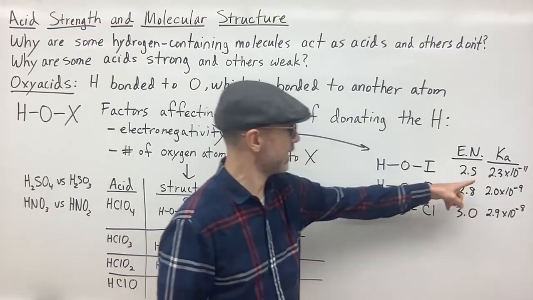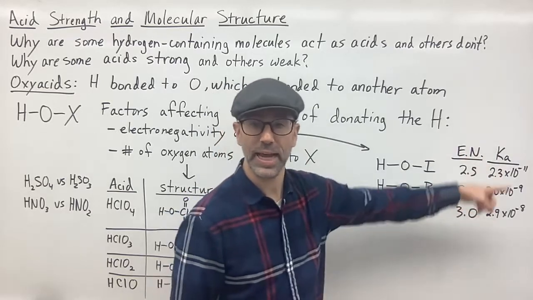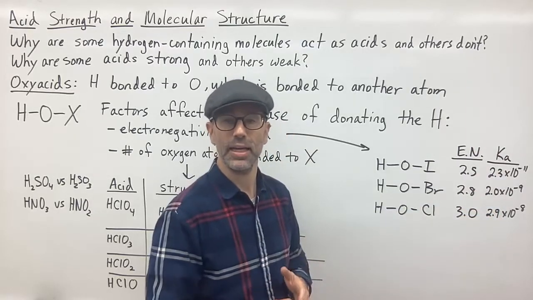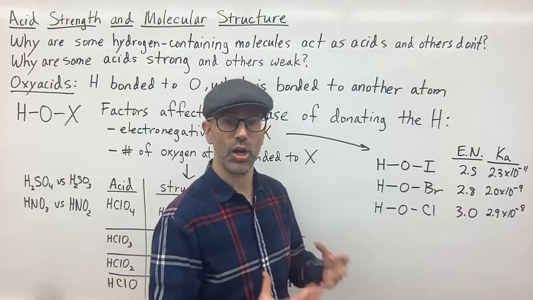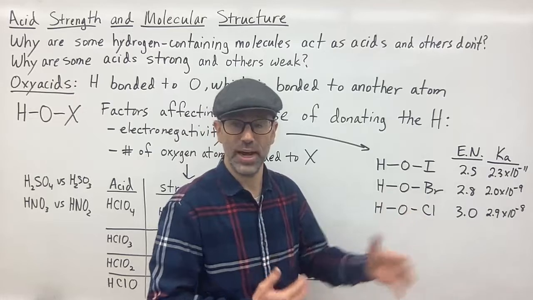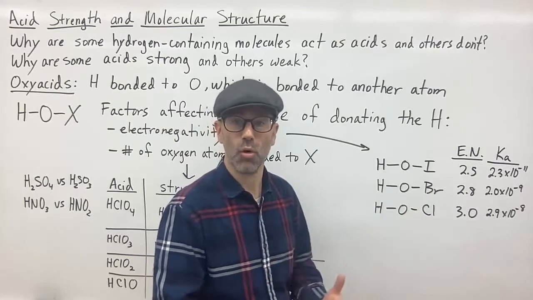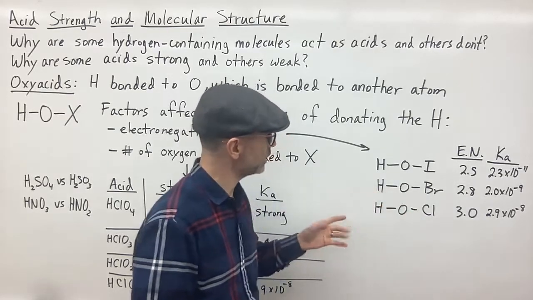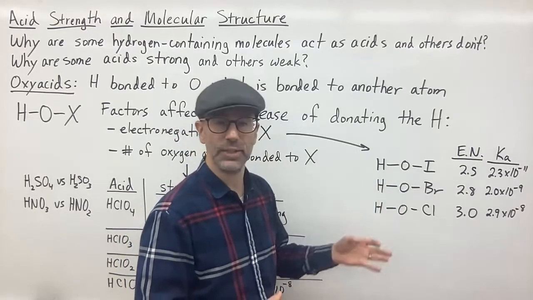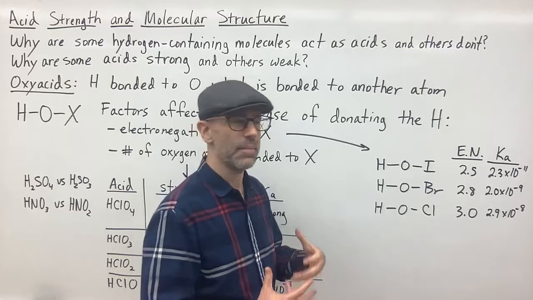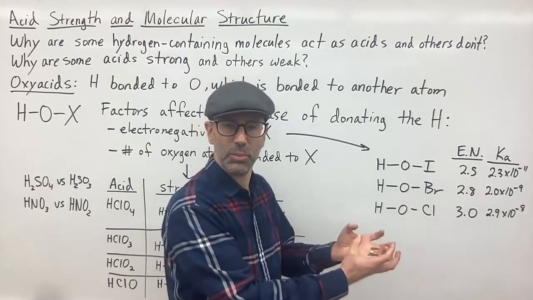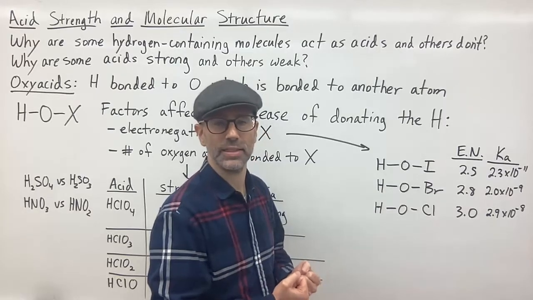And this makes sense. Let's remind ourselves what the Ka value is telling us. The Ka value is telling us how easy it is to ionize. So the larger the Ka value, the easier it is to ionize and lose that hydrogen, and therefore it's more acidic. This makes sense if we understand what electronegativity is: the amount of pull, or how much that element wants the electrons in the bond.